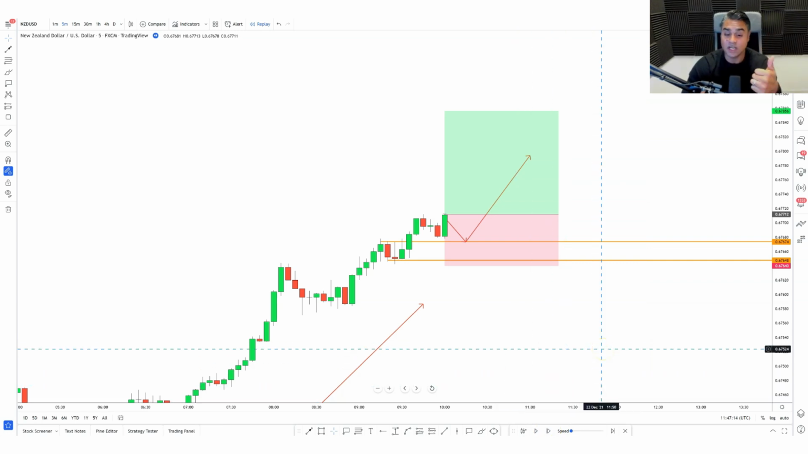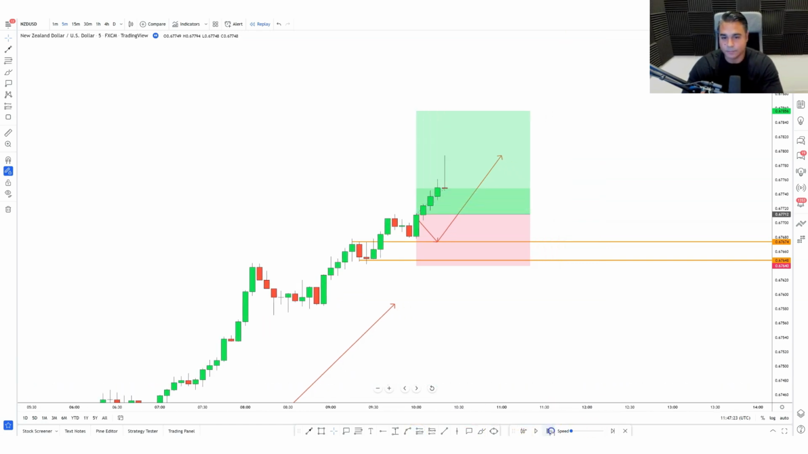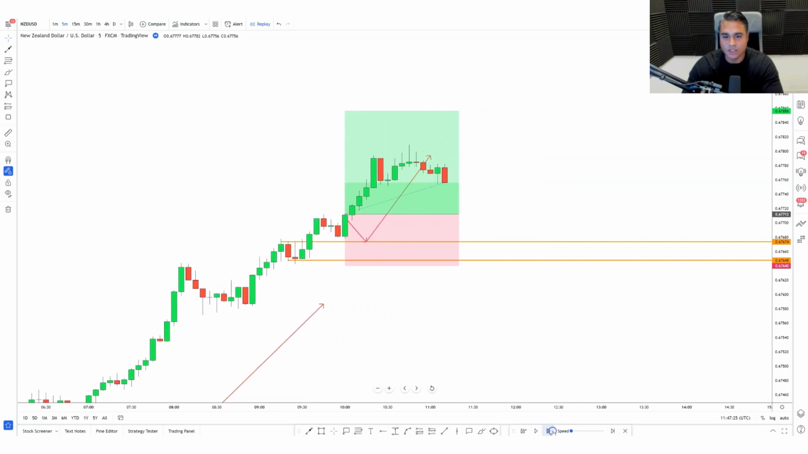New Zealand dollar is strong today. USD is weak. Previous candle closed strong bullish. Intraday trend is up. We have a break and retest pattern. Can I take this trade? Absolutely. So let's see what happens. So the market continues bullish.